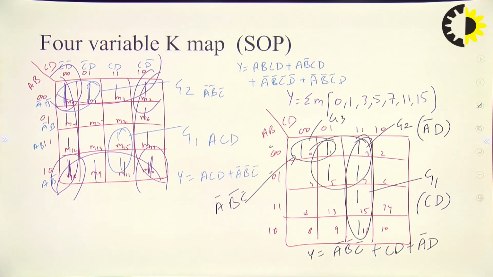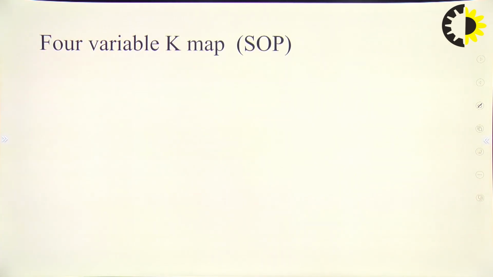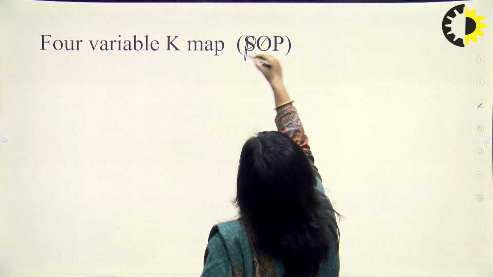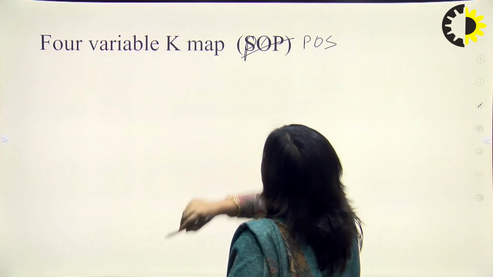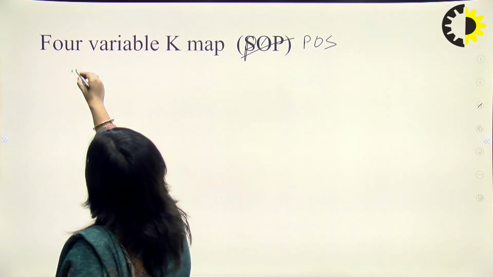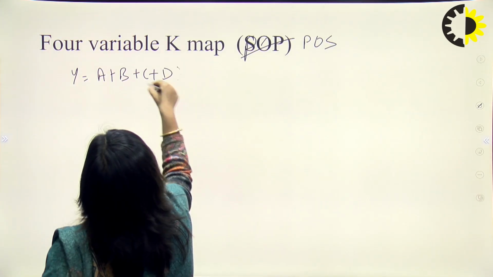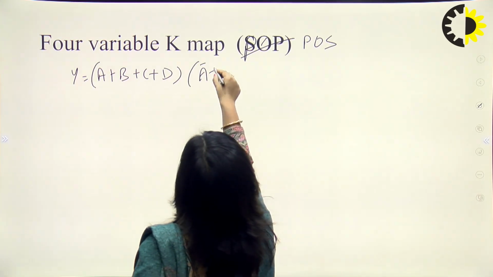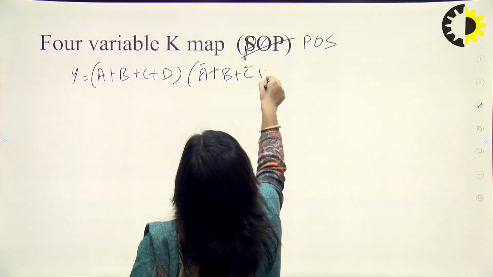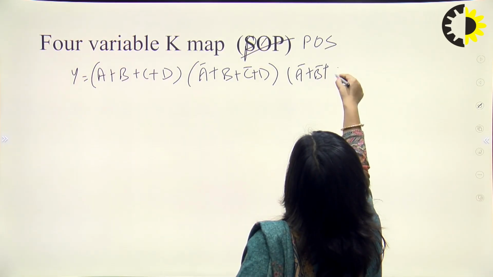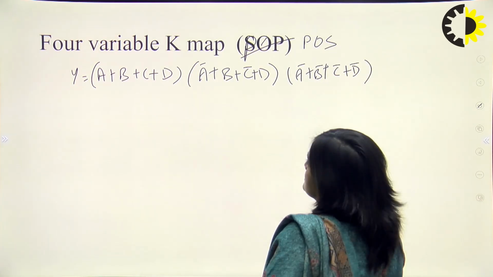So this is how we can solve the problems of the SOP in 4 variables. This is also for the SOP, K-map SOP. Here we can take the problems of the POS, product of sum. Like we have a problem in our hand, A plus B plus C plus D, and another A plus B plus C, and then A bar plus B bar plus C bar plus D bar. So we have to simplify this.